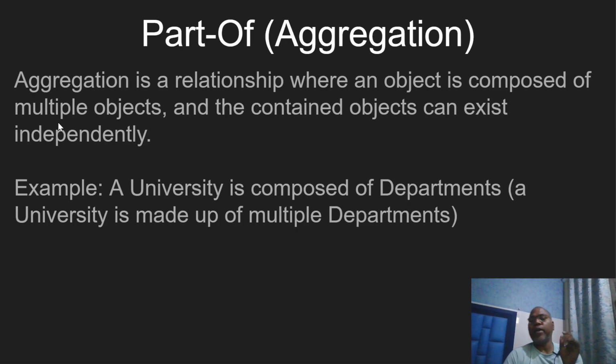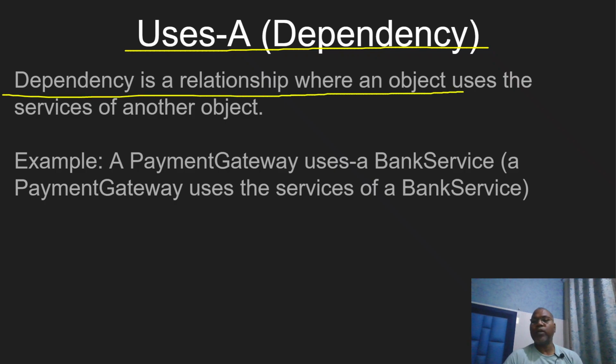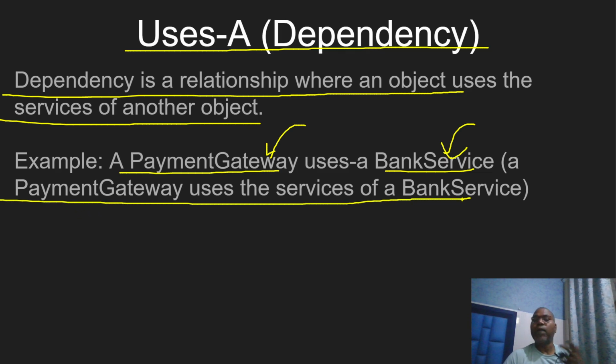compositions and aggregation. Similarly, there are a couple more relationships that we sometimes use, for example, a dependency relationship. Dependency is a relationship where one object uses the service of another object. For example, this is a payment gateway service, and the payment gateway can use the banking service because they are going to do payment. Sometimes one object is going to use another service. Okay, so here the payment gateway uses the banking service. So this is sometimes known as a dependency.